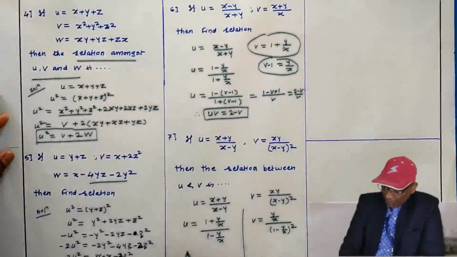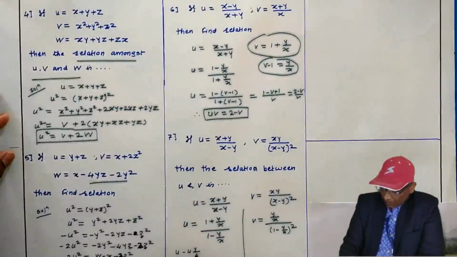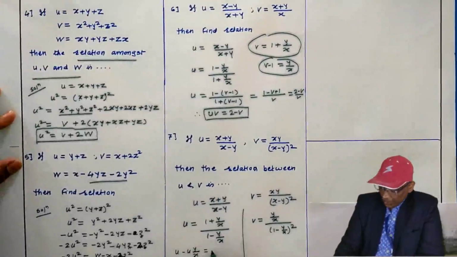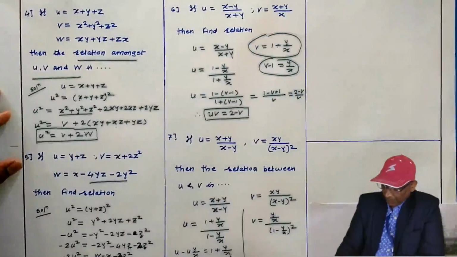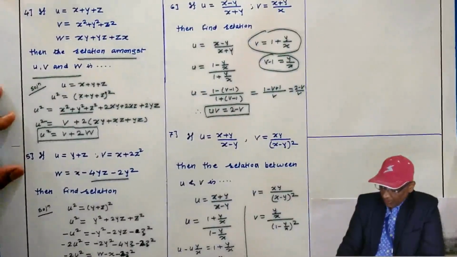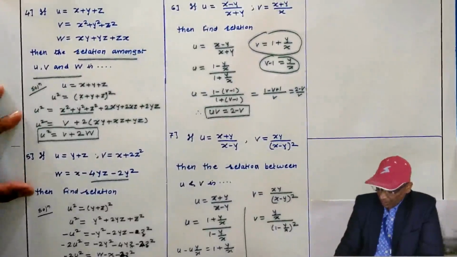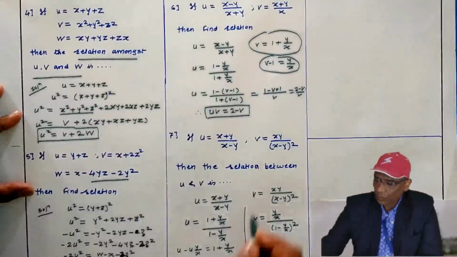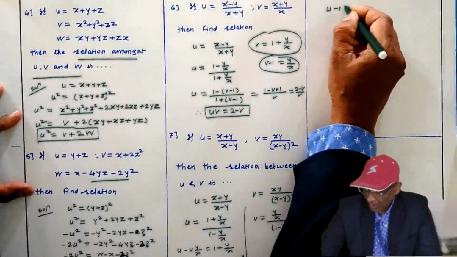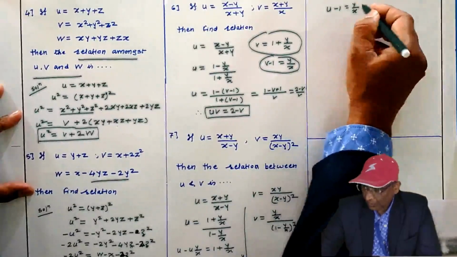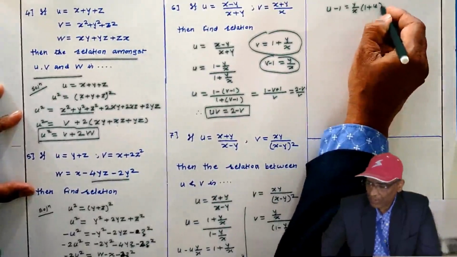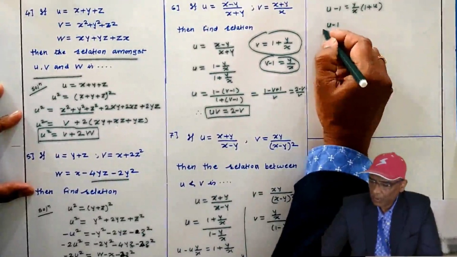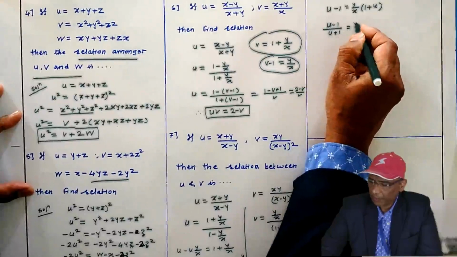So find value of y by x from here. U into 1, u into y by x. Okay, 1 plus y by x. Then shift y by x on the right hand side, and 1 here. So u minus 1 is equal to y by x, 1 plus u, because y by x is common, and u minus 1 by u plus 1 is y by x.